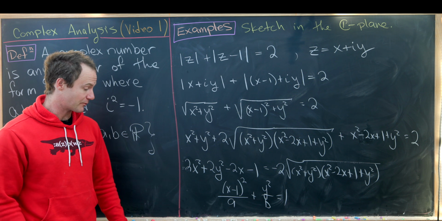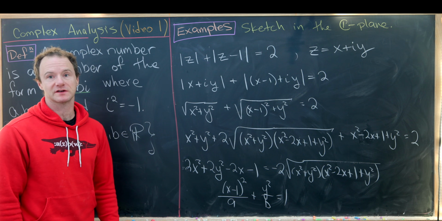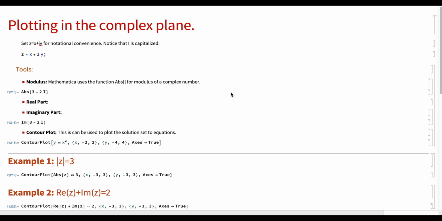Okay, so now, like I promised, I'll leave you guys with some warm-up exercises. I'd like to give you a nice little trick for plotting things in the complex plane using Mathematica. I'm sure there are a number of ways to do this, but this is a way that I think is fairly straightforward and nice. The first thing you'd like to do for notational convenience is to set z equal to x plus I, because we'll be working with the complex variable z here. Notice that I is capitalized because all important constants in Mathematica are capitalized.